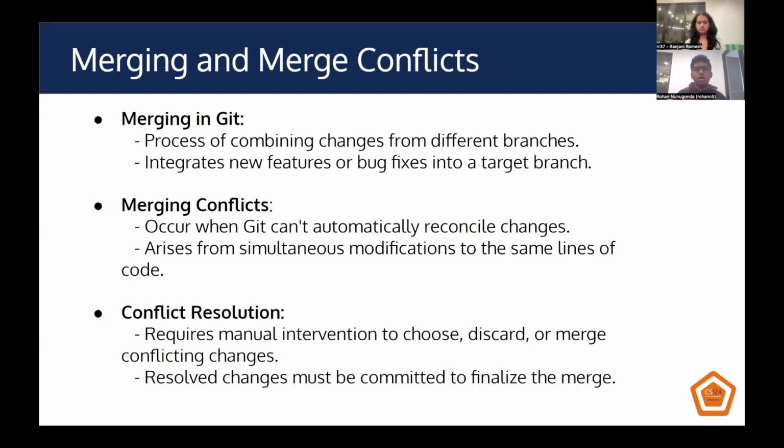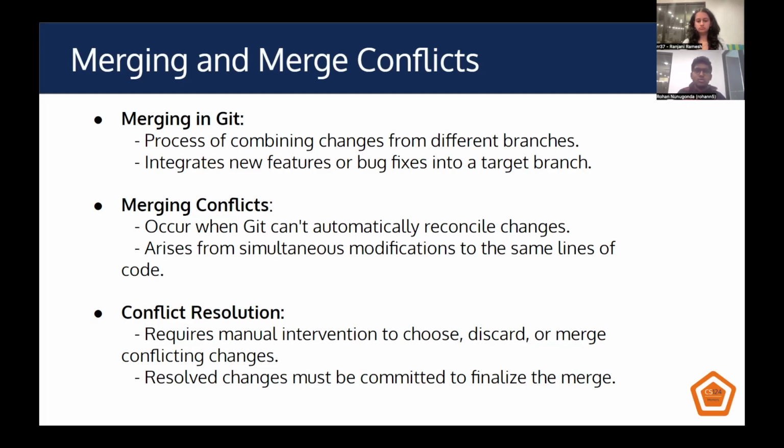And when you're merging, you will run into merge conflicts. This happens when Git can't automatically fix changes for you. So that puts the strain on you as a developer to work together with your team member to fix these changes and see what needs to be in the final code base and what doesn't make it. Merge conflicts basically arise when you have multiple modifications to the same lines of code. So for that, you will need to resolve the conflicts.